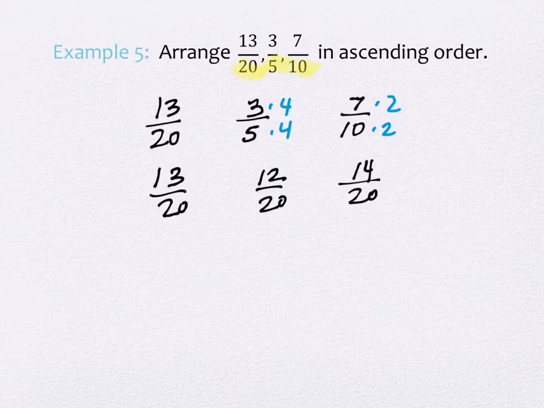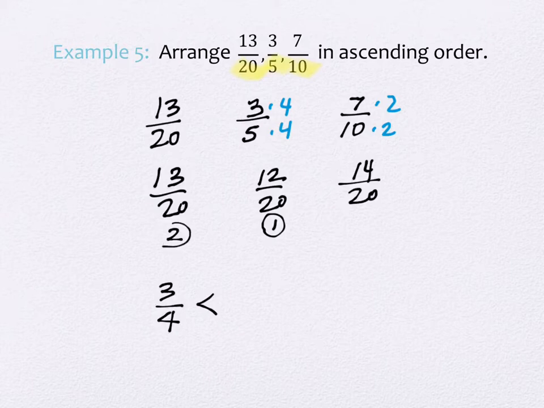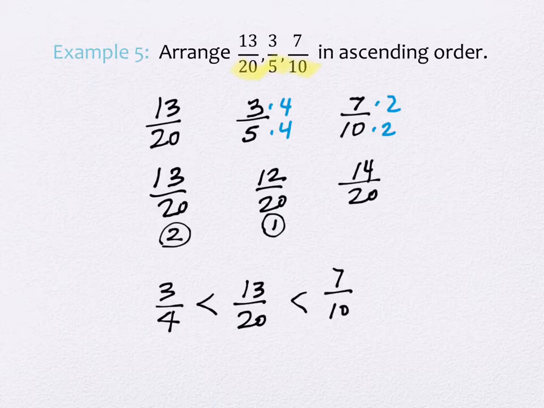It says ascending order. So ascending means smallest to largest, like you ascend the stairs. So which one's the smallest? Yeah, the one in the middle, which is the 3/5. You could put a comma, or if you want to give the structure with the inequality notation, you could put less than. Which one's the next largest? The 13 over 20, which was the form it was given in. And then the largest one is the 14 over 20, which is really 7 over 10.